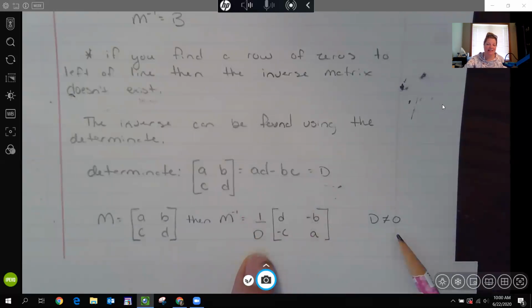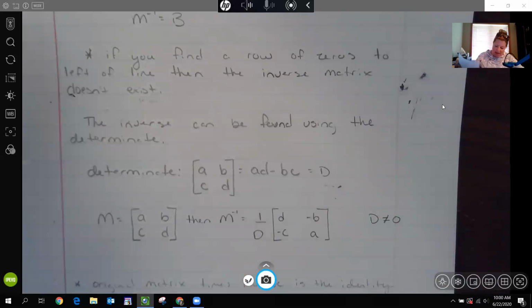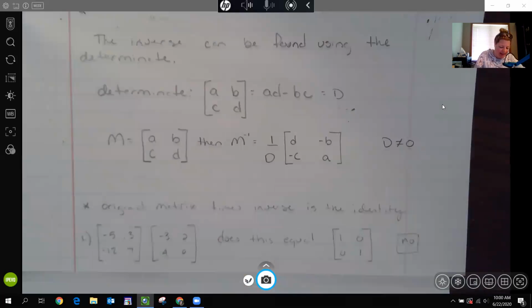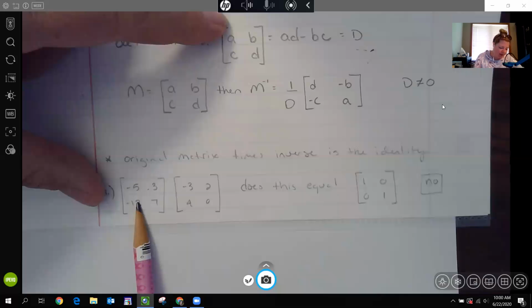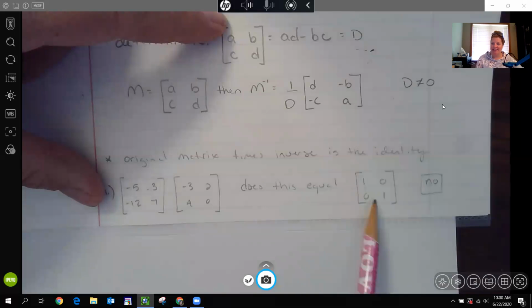Do note the determinant cannot be 0, because then I'd be dividing by 0. Can't have that. So I find this number, the determinant, which is pretty easy to get, switch around the numbers, change some negatives, and then I can multiply by 1 over D, or divide by D, and get my inverse. One other thing is how to tell if something is an inverse. Is this the inverse of this? The way you do that is you do your matrix multiplication and get back out the identity.